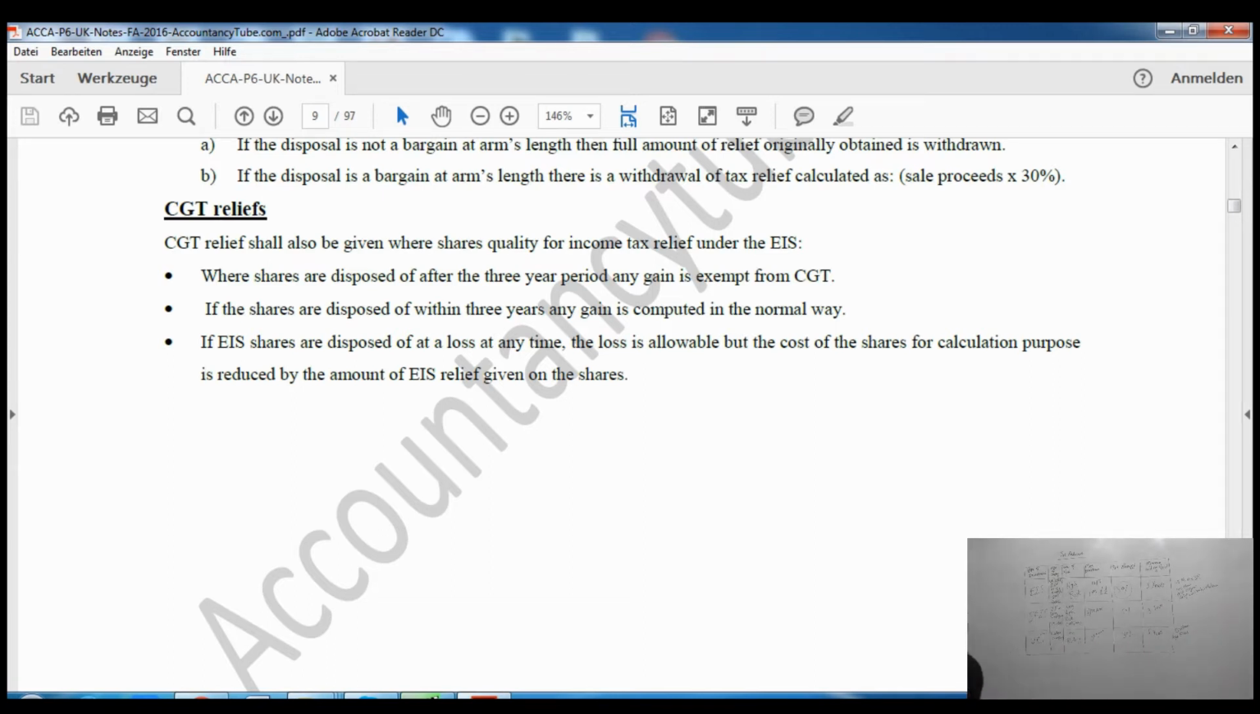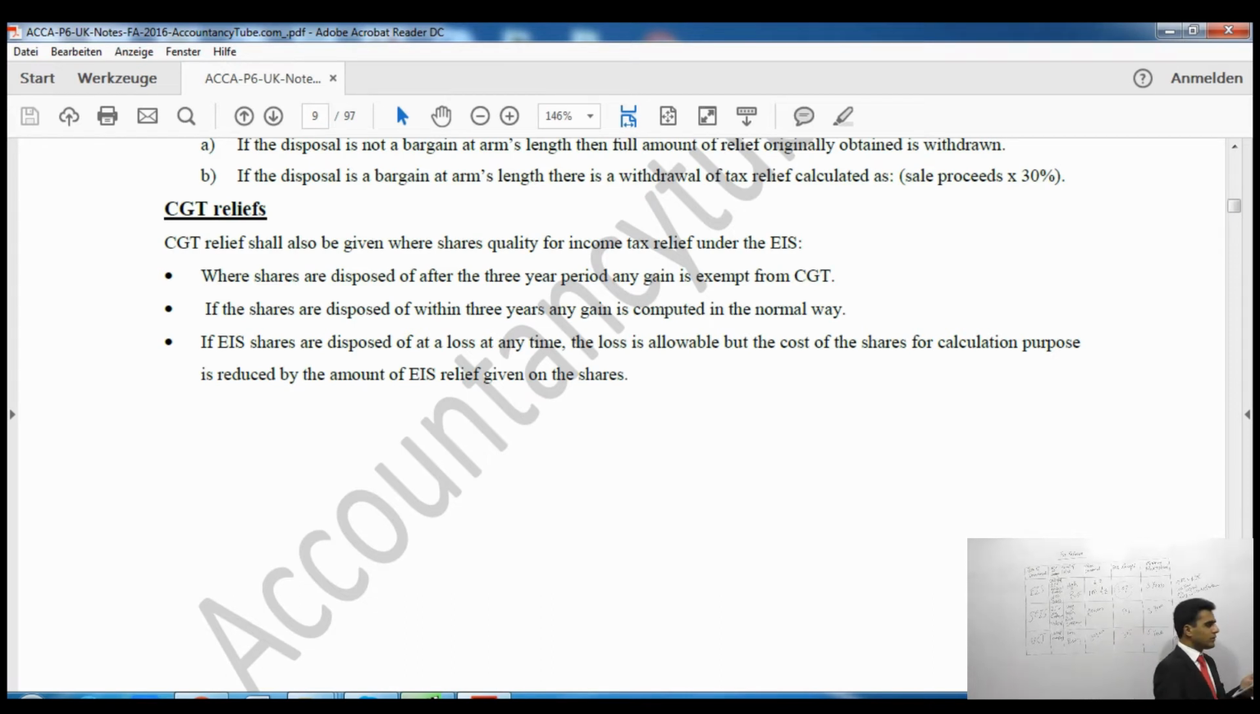All right? The next one is the CGT relief. Some of you might not know what capital gains tax, what CGT is. Now, CGT is just another type of tax, another type of capital tax, you can say, which we have to pay when we sell some assets, right? So when we sell some assets, we take sales, we take cost, so whatever the profit is, that is known as gain. So that is the amount on which we might have to pay capital gains tax.